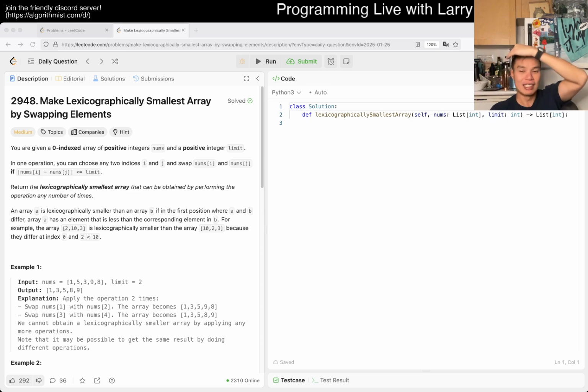All right, let's take a look at today's problem. We have 2948, Make Lexicographically Smallest Array by Swapping Elements. We have a zero indexed array of positive integers nums and a positive integer limit. In one operation, you take any two indexes and swap them as long as the delta is less than or equal to limit. Return the lexicographically smallest array that can be obtained by performing the operation any number of times. And then it's just a definition of lexicographically.